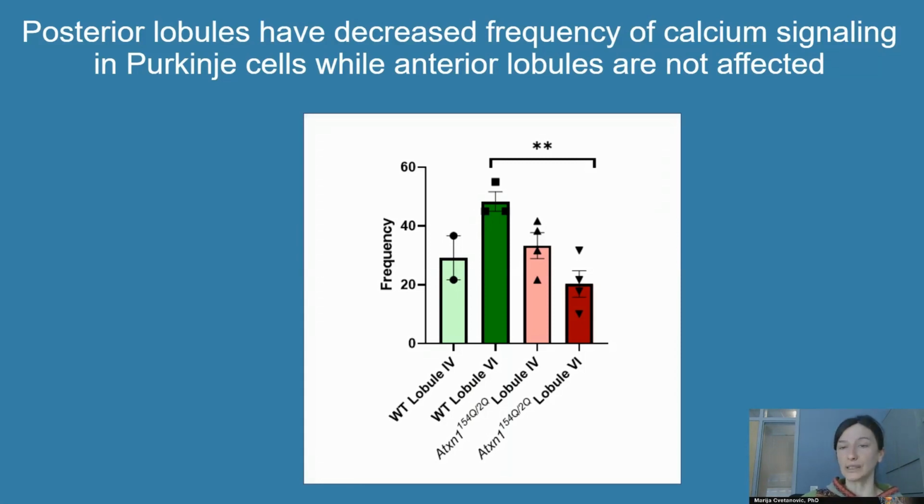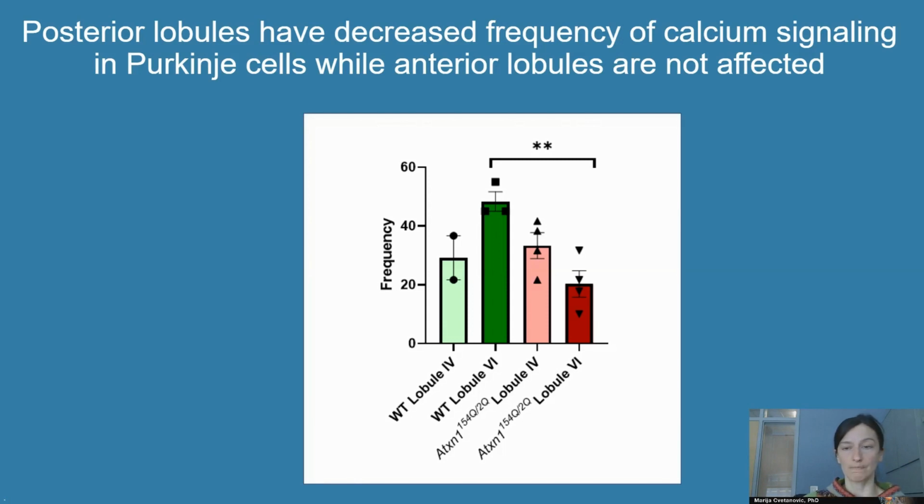However, we see a significant decrease in the frequency of calcium signaling in Purkinje cells from lobule 6 in wild-type mice to lobule 6 in the SCA1 mice. These results indicate to us that posterior lobules have decreased frequency of calcium, so they are the ones that are dysfunctional in disease, correlating with all the previous dysfunction that has been seen at the pathological and molecular level. While anterior lobules, in which we have seen much less pathology, both at the pathological level and also at the level of molecular changes, are mostly functional. They mostly function as seen in wild-type mice by this measure of Purkinje cell function.